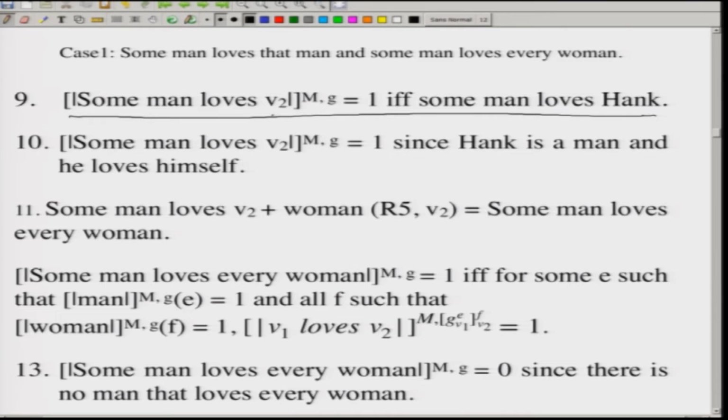So now some man loves V2, and then the next step, some man loves V2, I just write 12 here, the number is missing. So: some man loves V2 plus woman, and we follow R5, that is, we apply R5 to V2, then we get some man loves every woman. Remember, 5 is the rule for every and 6 is the rule for some. So here is our sentence, some man loves every woman.